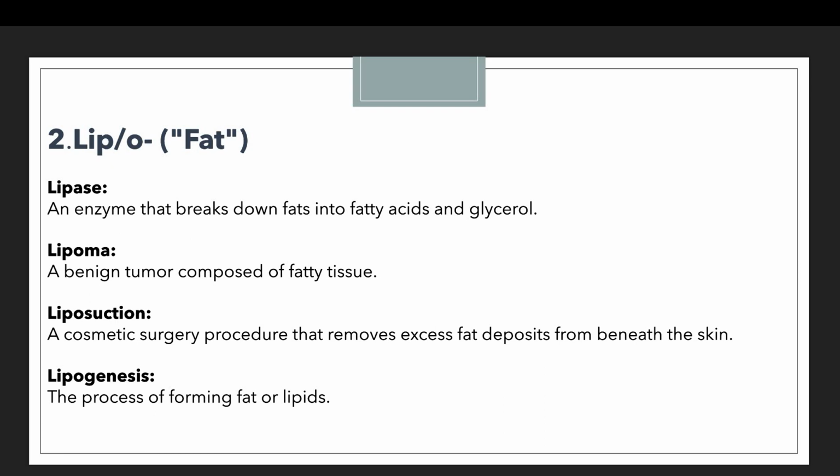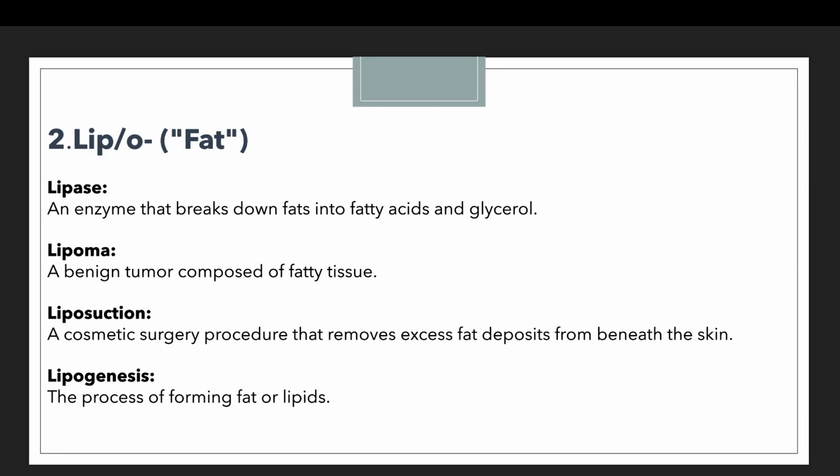Likewise, if you look at the second example, which is lipoma. Now, what is lipoma? It is a benign tumor composed of fatty tissue. So let's say if someone is suffering from a tumor and that tumor is composed of fatty tissue, then we will denote it as a lipoma. Okay. So basically it is a tumor which is composed of fatty tissue. That's why we are using the term lipoma, which starts with the prefix lipo.